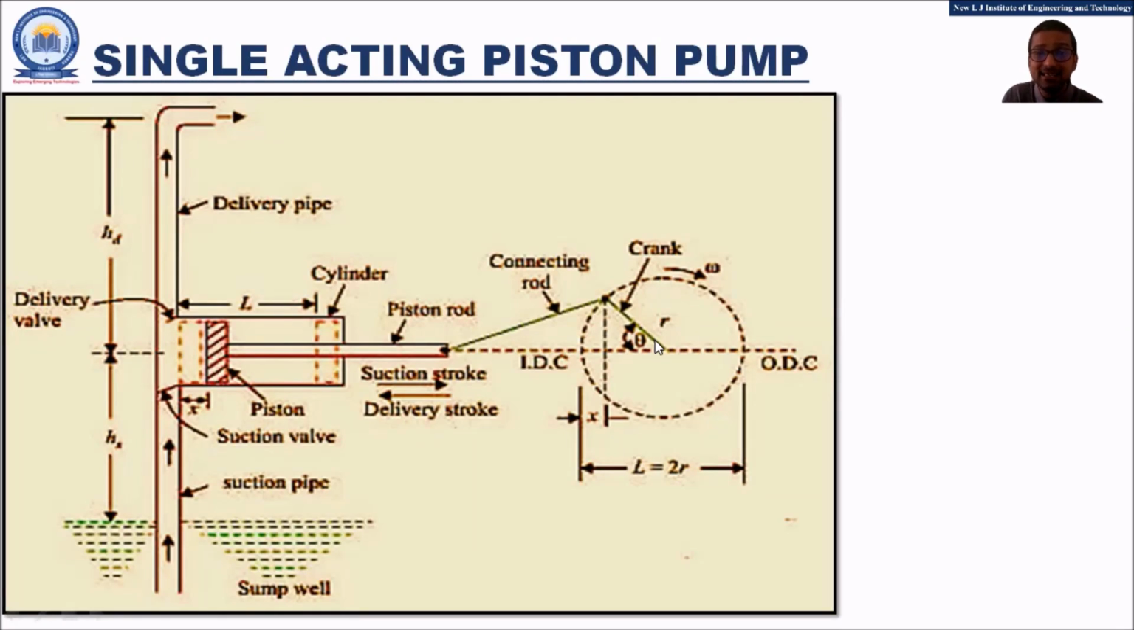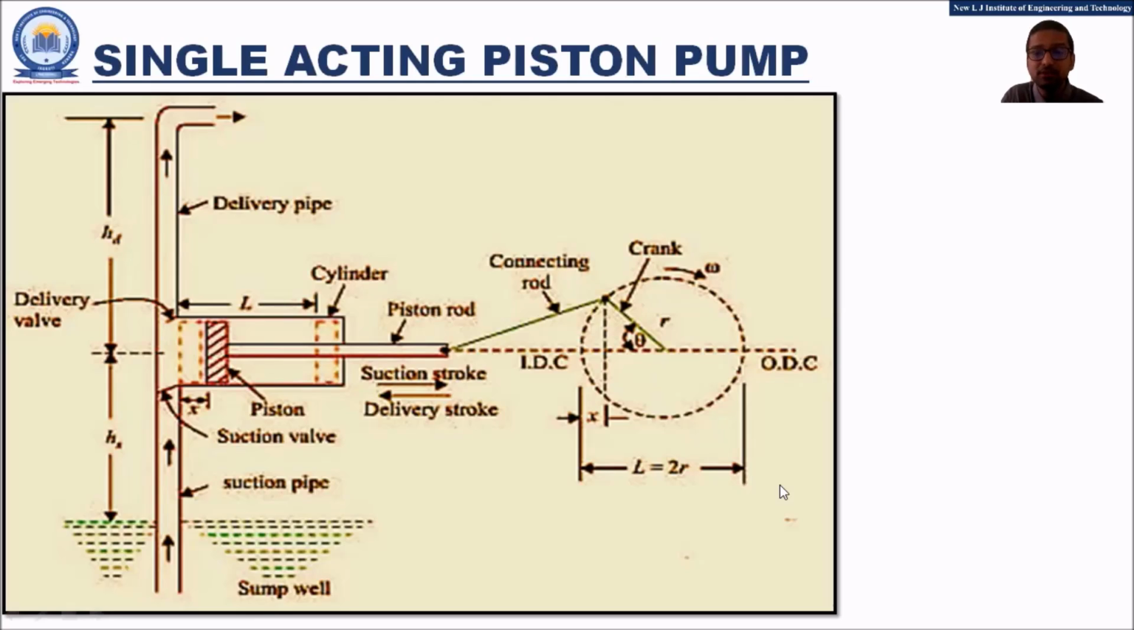Remember friends, in the single acting piston pump, two strokes are there. The suction stroke, that is the forward stroke, and the second stroke is the backward stroke or the delivery stroke. Thank you all for maximum responses in the chat box that you have understood this topic perfectly.